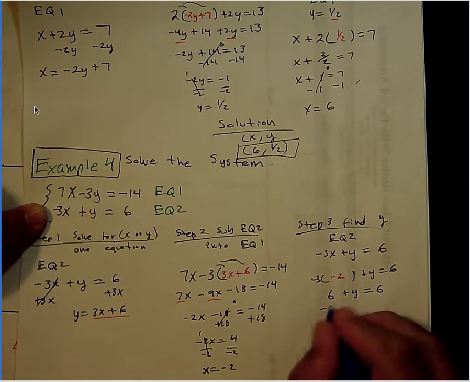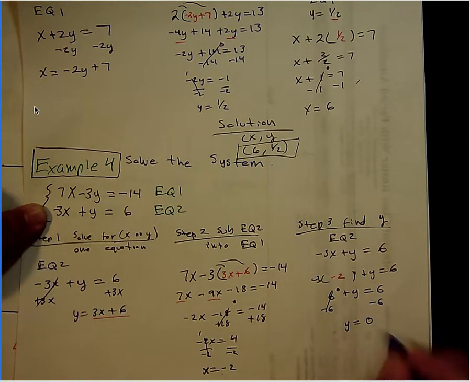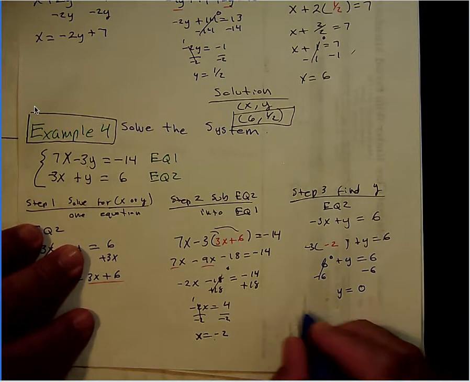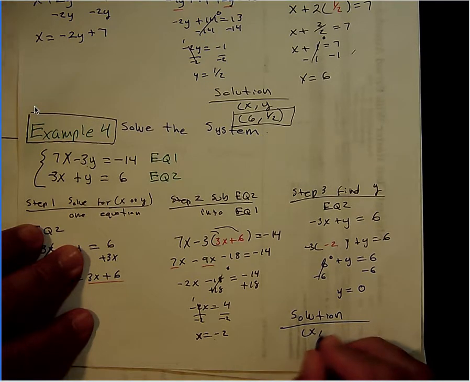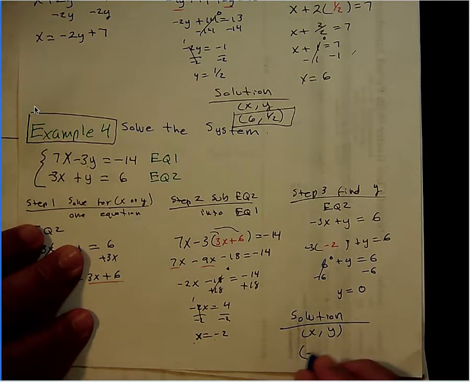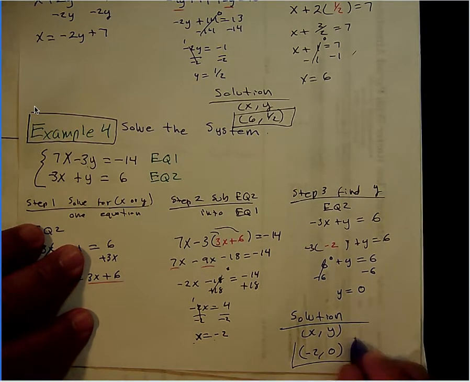And bring the 6 to that side, so y equals 0. So the solution, remember it's x and y, x is -2, y is 0. That would be the answer.